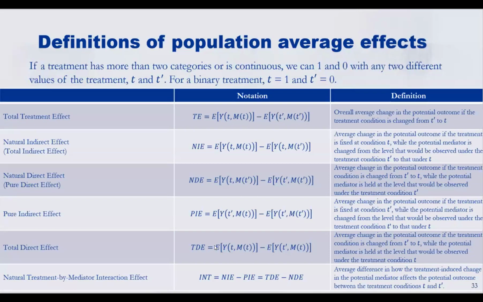However, if that is not the case, if y changes non-linearly with the treatment, you may check the effect at different sets of t and t prime. Alternatively, you may dichotomize the treatment, but as you may know, it loses information. So this is the last page about the definition. Any questions?